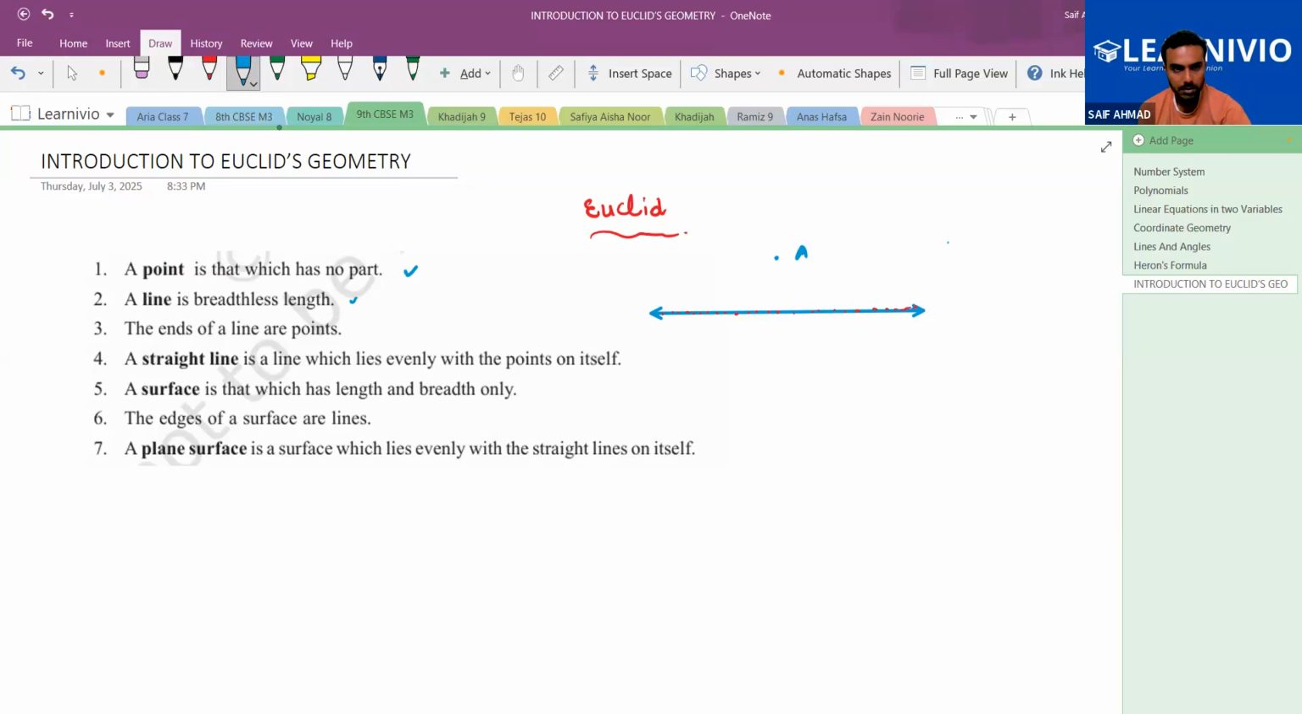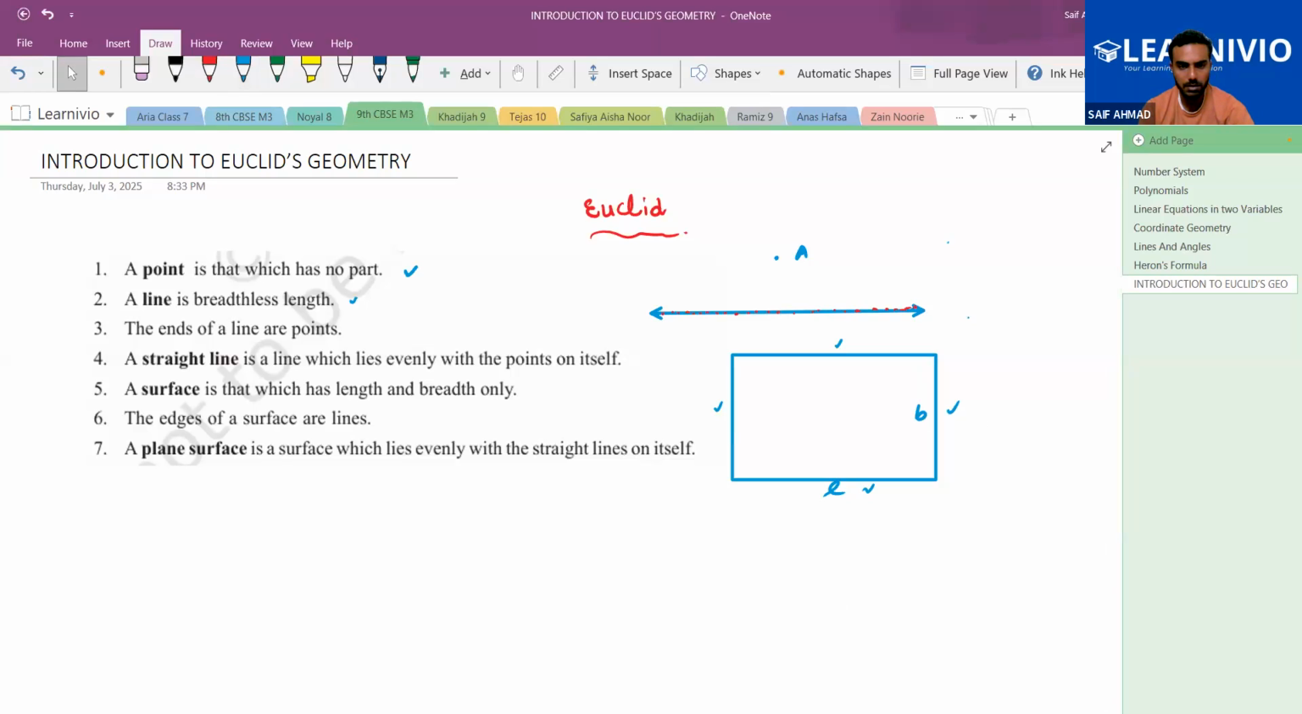Yes, sir. A surface is that which has length and breadth only. If you have any surface, it has length and breadth only. The edges of a surface are lines. These are the edges, or these are the lines. A plane surface is a surface which lies evenly with the straight lines on itself.